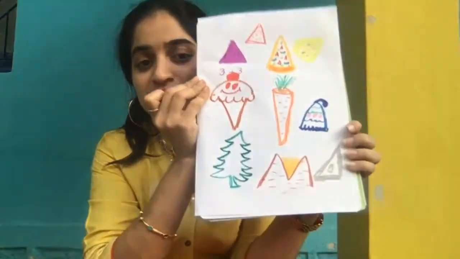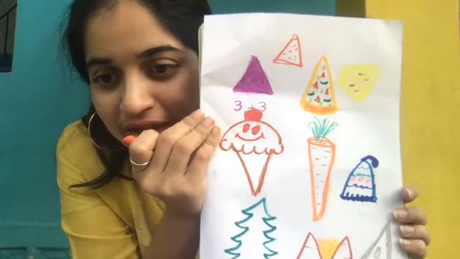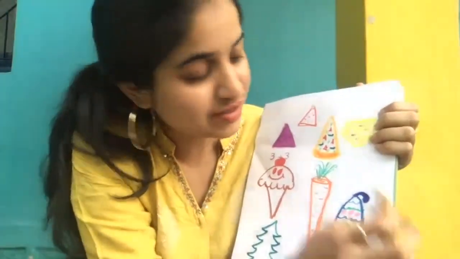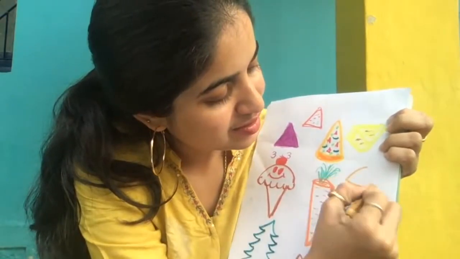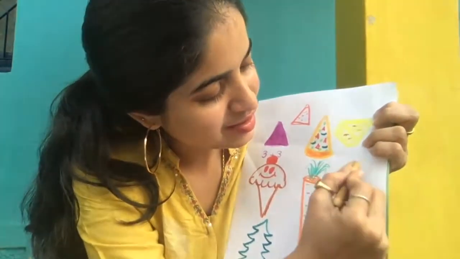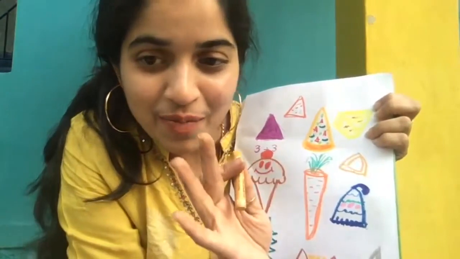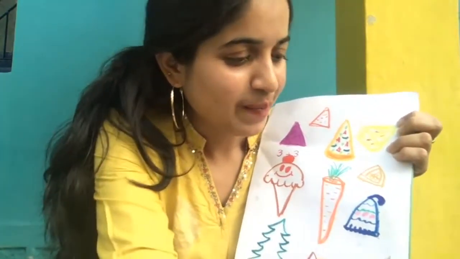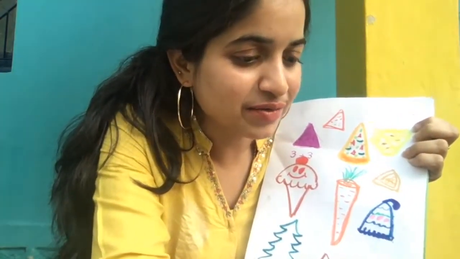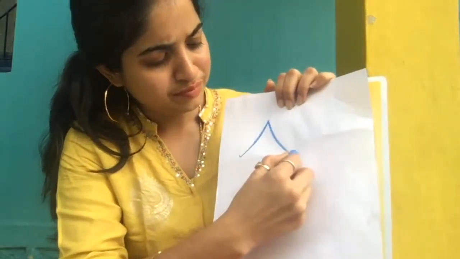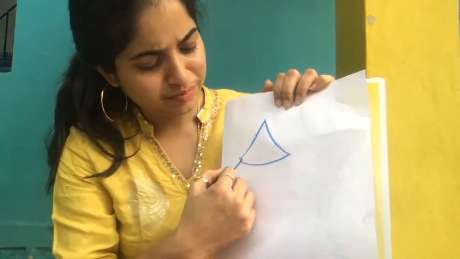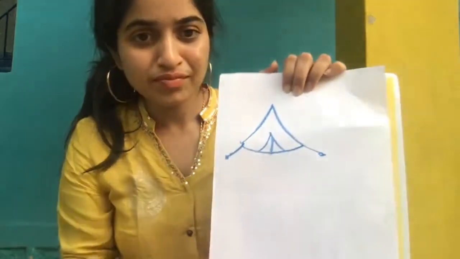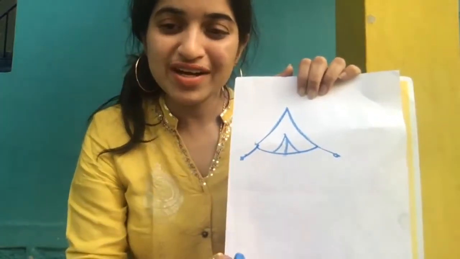Okay. So, children, here are a few things which are triangle in shape. Some triangle clocks can also be there. This is samosa. Happy? I will draw a tent now. This is a tent, which is triangle in shape.